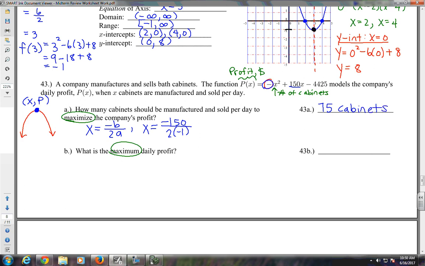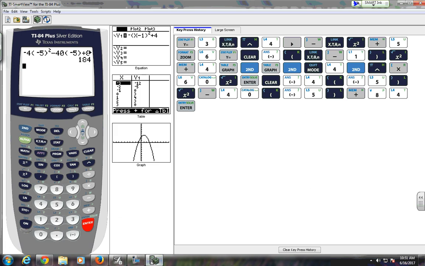What is the maximum daily profit? Well, we found the x value of the vertex. Now we want the y value of the vertex. We've learned to do that. We simply take our x value and plug it into the function. So we have negative 75 squared plus 150 times 75 minus 4425. All right, I'm not looking forward to calculating that one in my head, so I'm going to use my calculator so I can be very accurate.